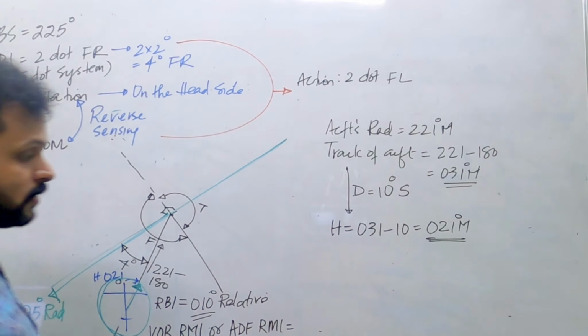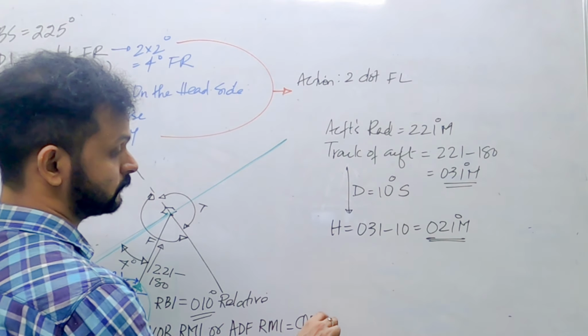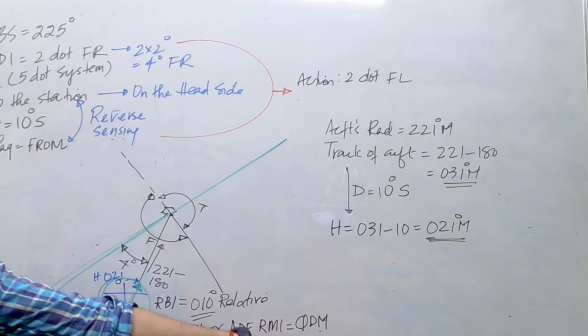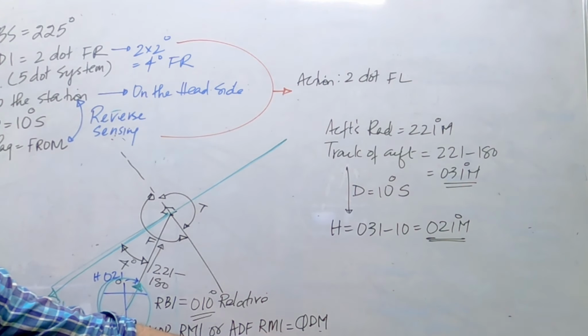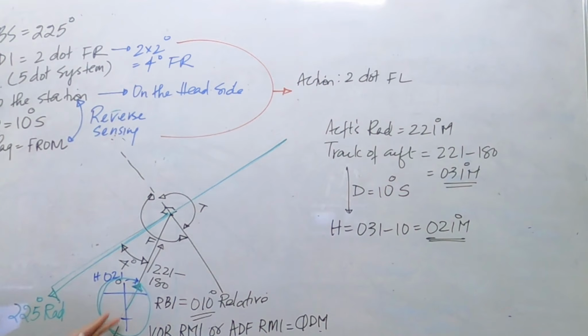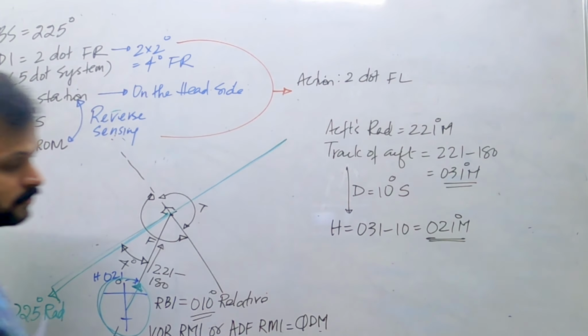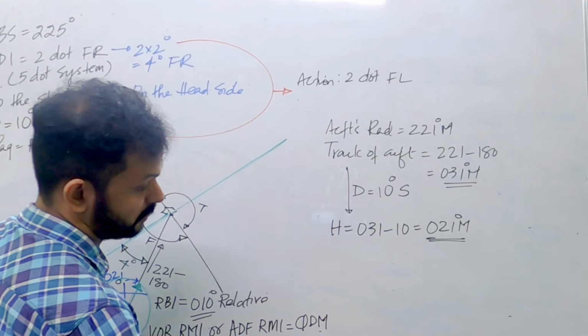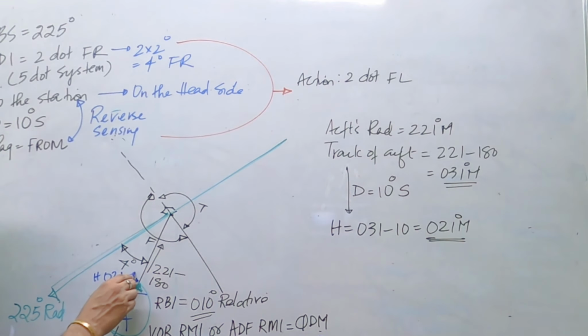What is the indication? The tail will indicate the VOR radial, QDR. Therefore, what is the head going to indicate? It's simply going to indicate QDM, magnetic QDM, track to the station. What is the track to the station? Track is 031. That's right. It's equal to the track of the aircraft. Therefore, that is going to be 031 if it is a VOR RMI or ADF RMI, doesn't matter. It's going to indicate the same.